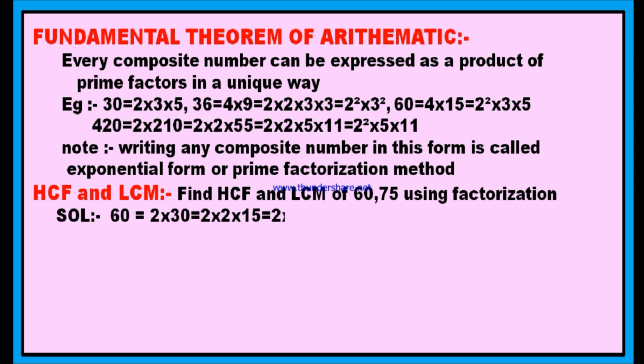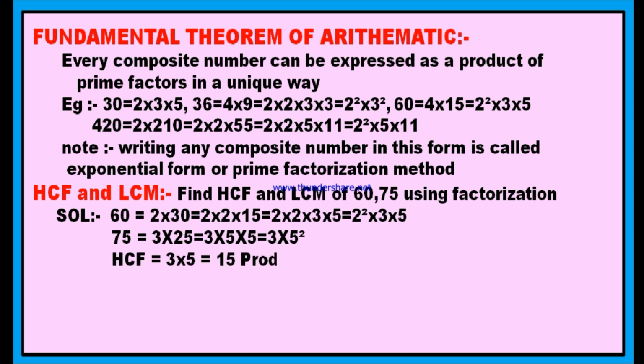Here is the solution. First of all, write 60 as the product of prime factors. 60 is nothing but 2 into 30. Again 2 into 2 into 15. Again 15 is 3 into 5. Therefore 60 is 2 square into 3 into 5. And the second number is 75. 75 can be written as 3 into 25. This 25 can be written as 5 into 5. Therefore, finally 75 is equal to 3 into 5 square. Now we wrote the factors of 60 as 2 square into 3 into 5, and the factors of 75 as 3 into 5 square.